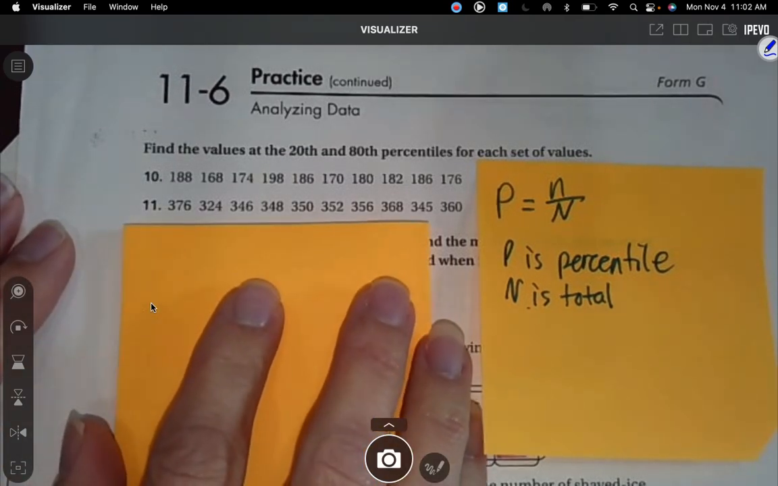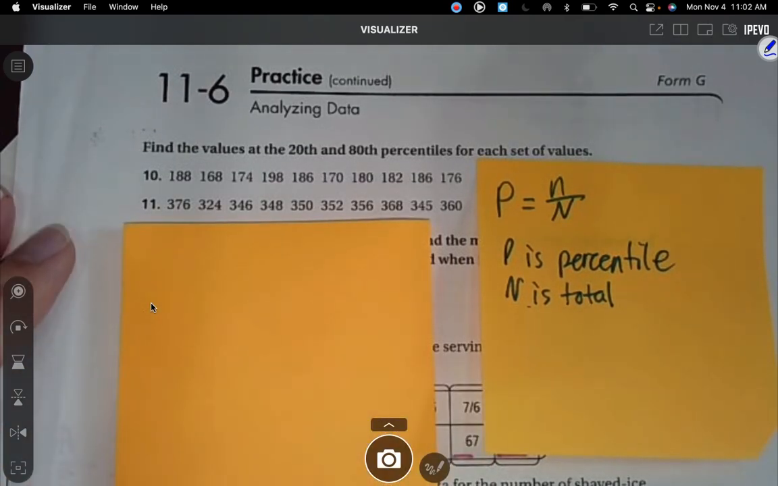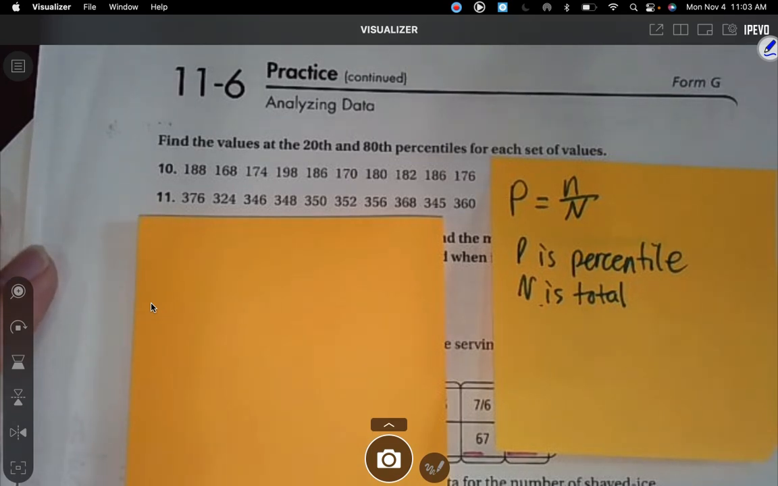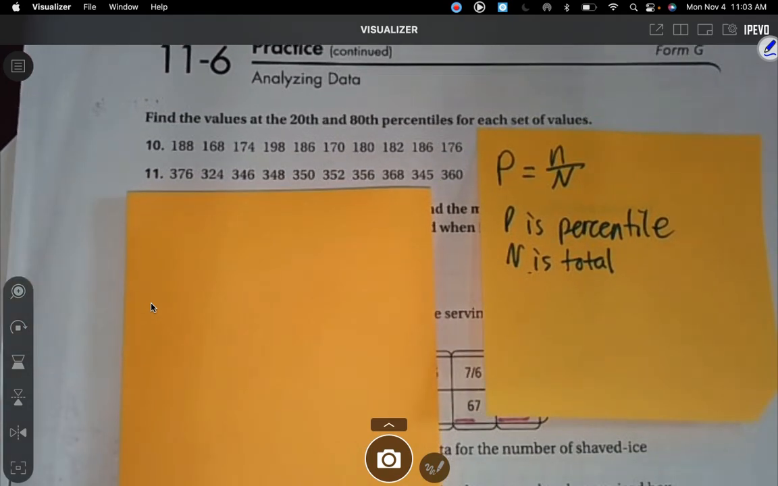I'll do 11. You want me to do 11? Okay. So 11, I'll find the 30th percentile. Does that sound good? I'm going to put them in order real quick. It looks like my lowest number is 324. Then 346, 348. Oh, 345.